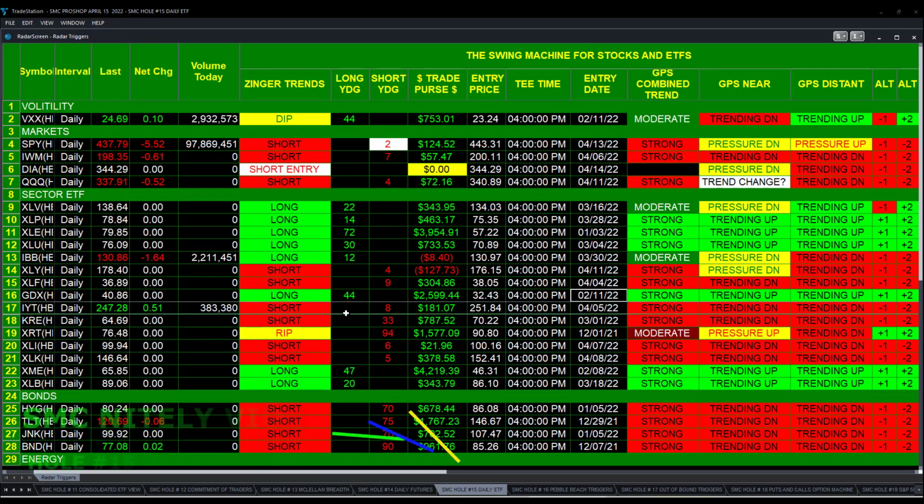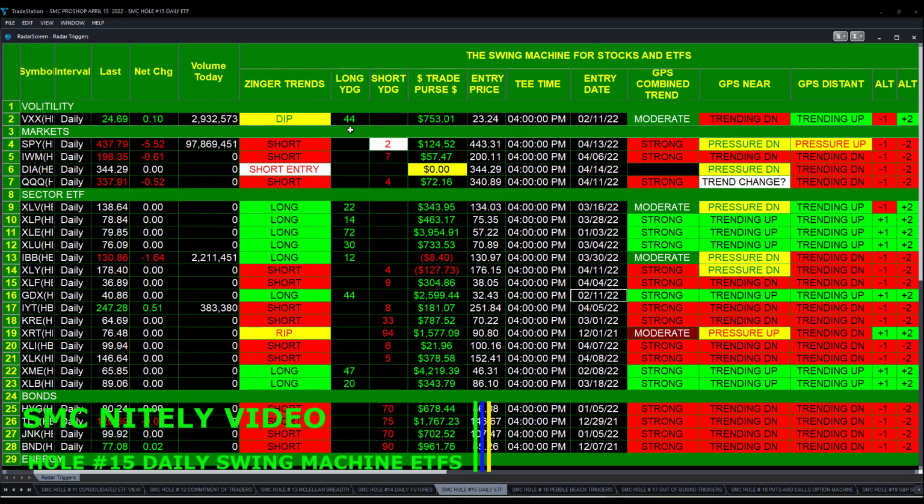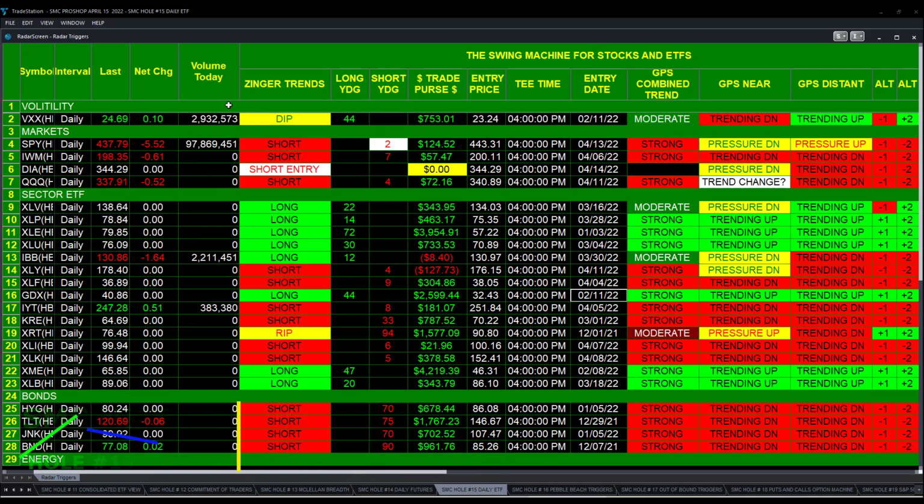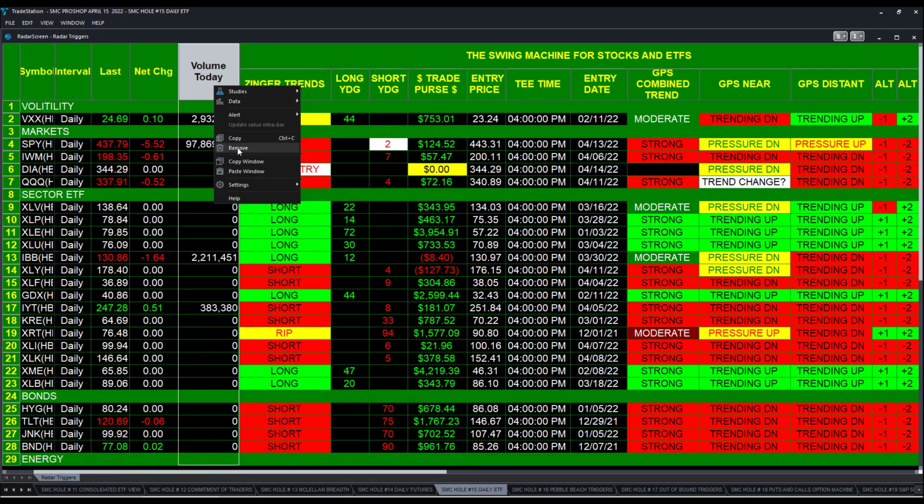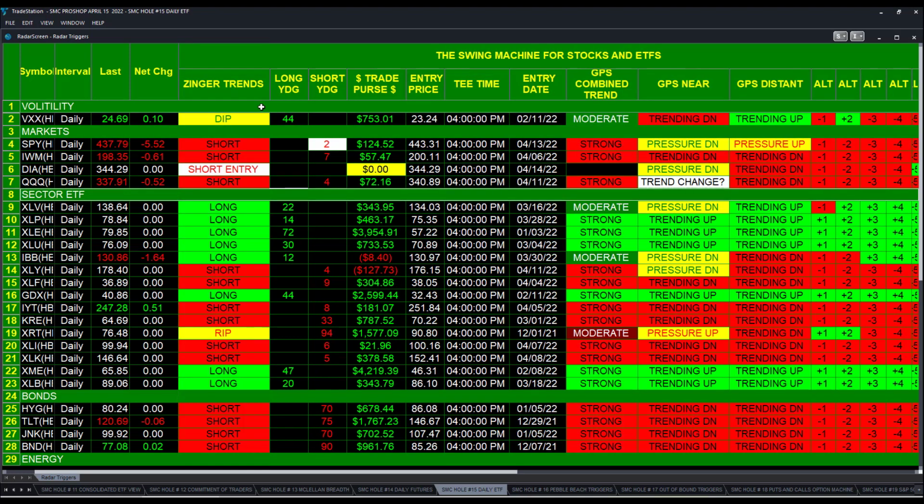Hole number 15 is exactly the same, Swing Machine, on a daily basis for the ETFs. Now we don't really even need the volume here. We'll remove that. We don't have the intraday. We could put that in, intraday goal. That could be loaded in. I don't have it loaded in here.